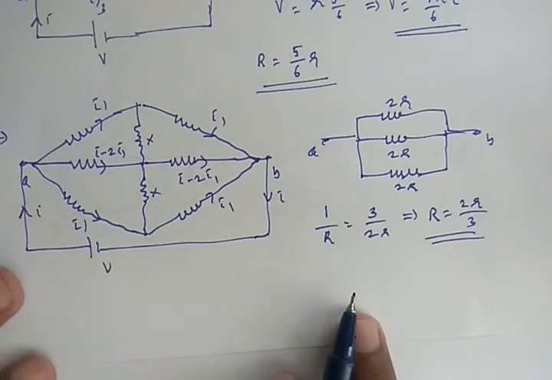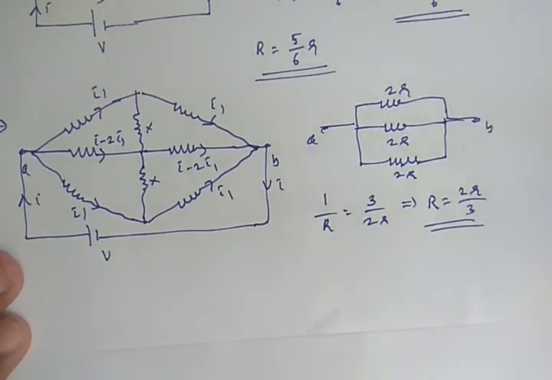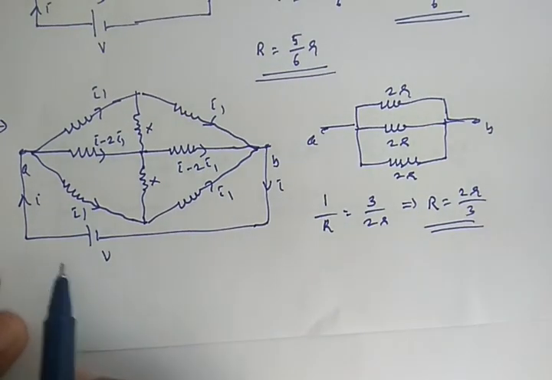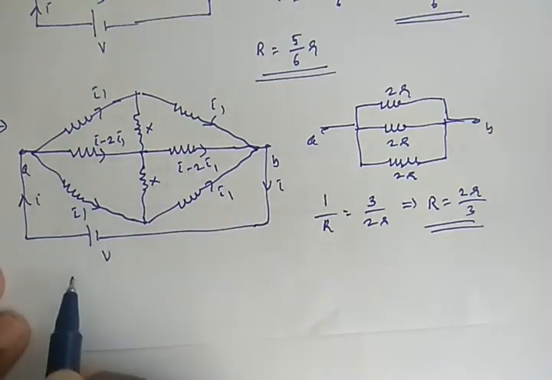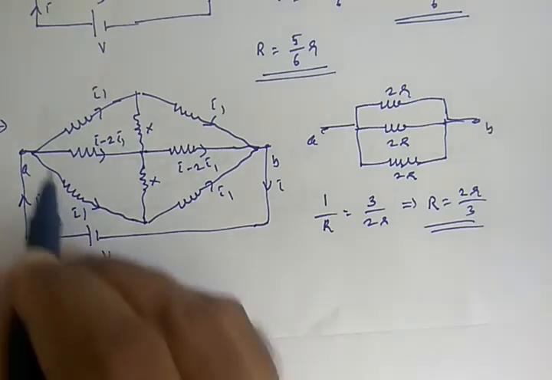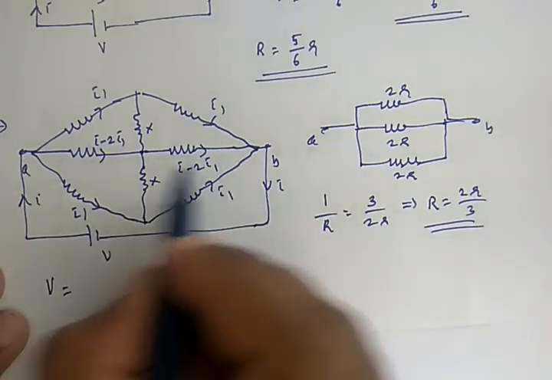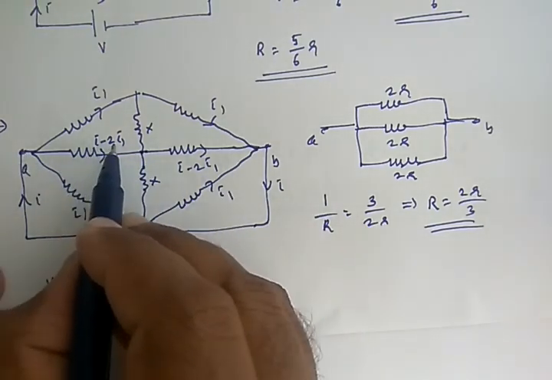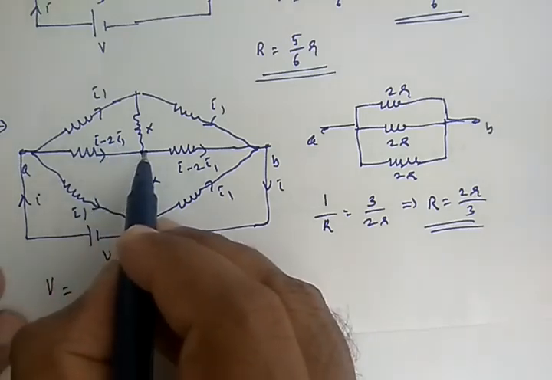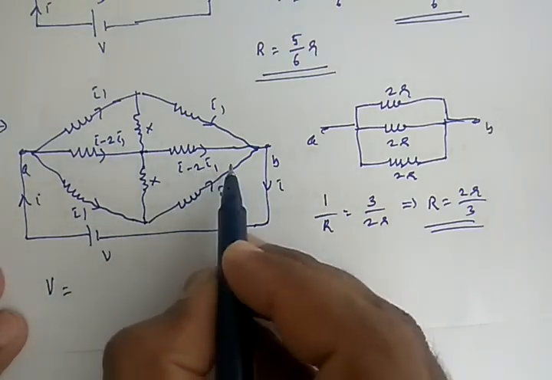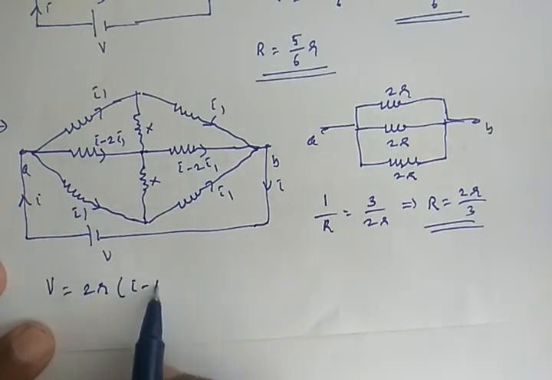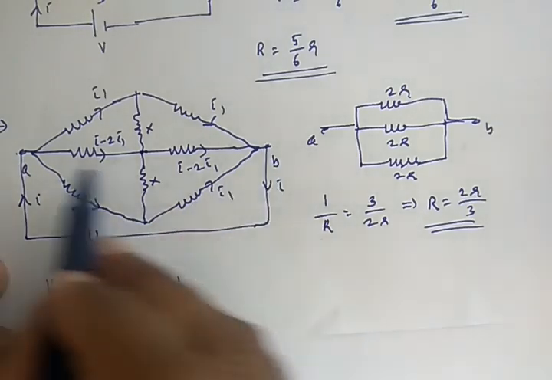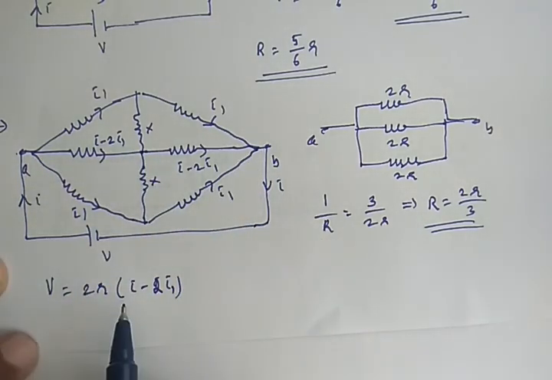You can also solve the same question by the general process. See that one. If V is the voltage across A and B, then you can write the voltage across A and B equals the voltage across this one plus that one. Voltage across this one is R into I minus 2I1. Voltage across this one is R into I minus 2I1. So it is 2R into I minus 2I1. Voltage across this one equals voltage across this plus that.